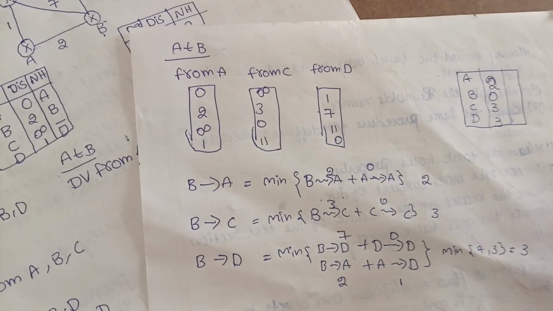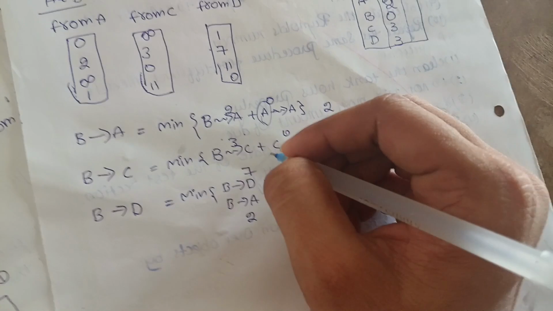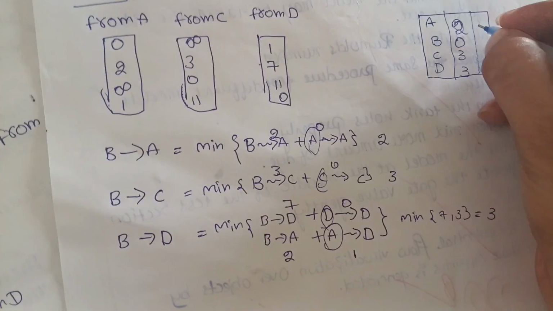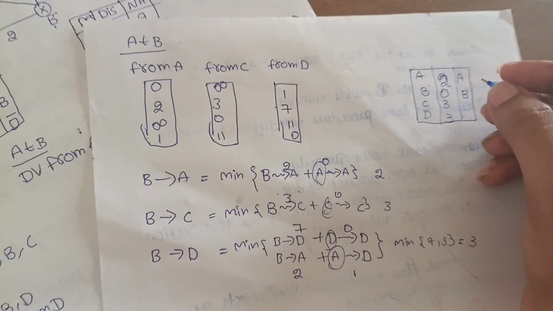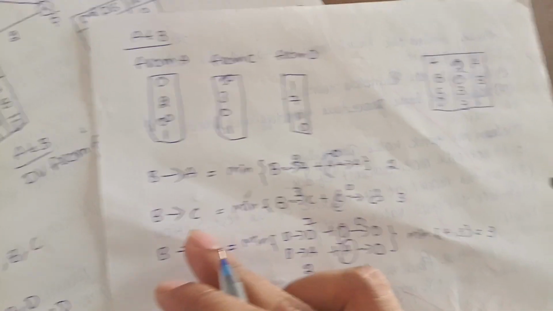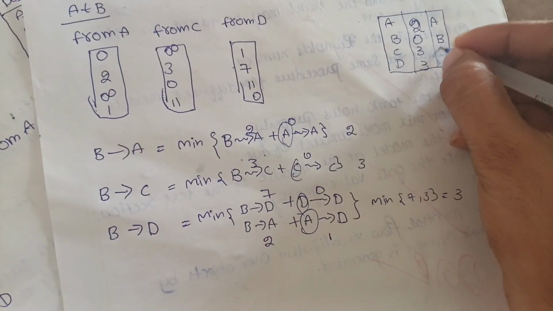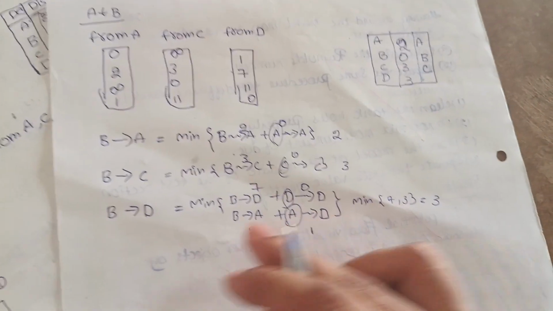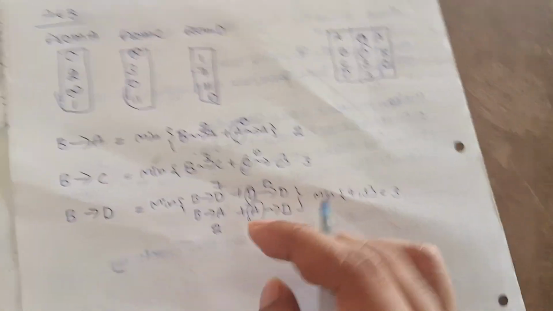Last approach, B to A, last approach is A. Check here. B to B self distance, the last approach is B only. B to C, the last approach is C. B to D last approach from the minimum. Minimum is 3. Minimum is 2 plus 1. So we want to write it as D.